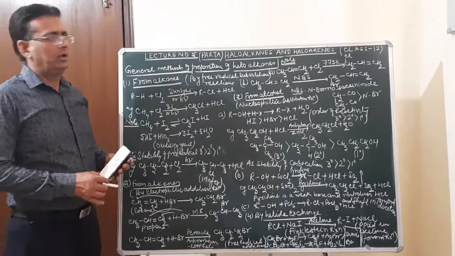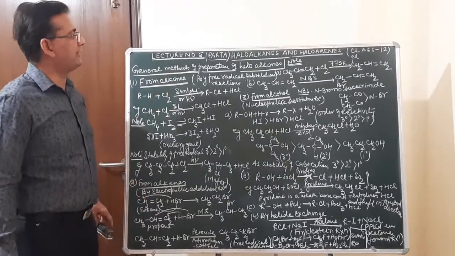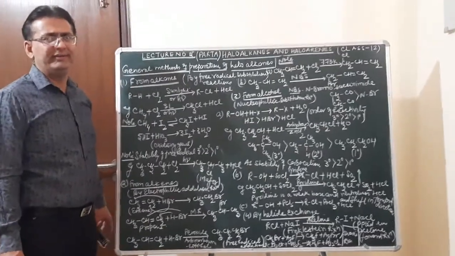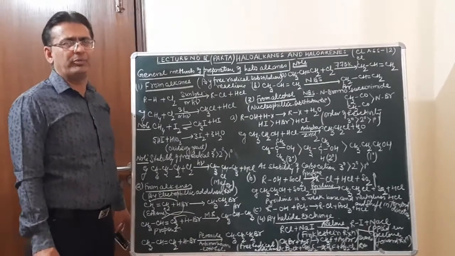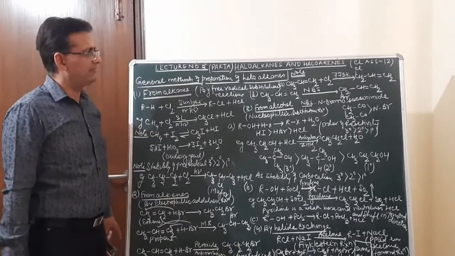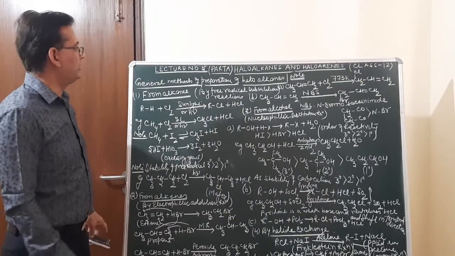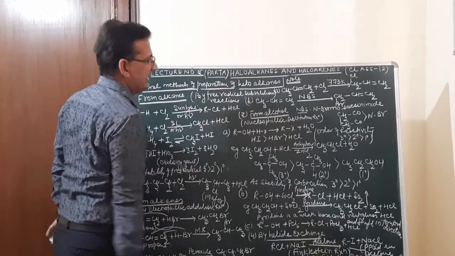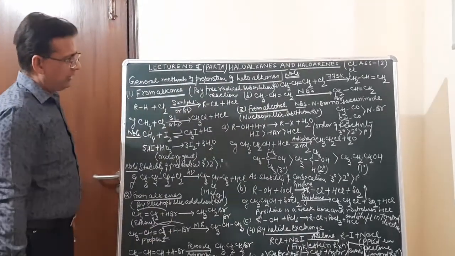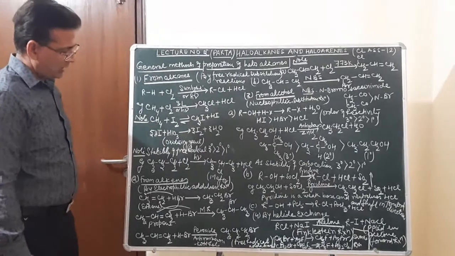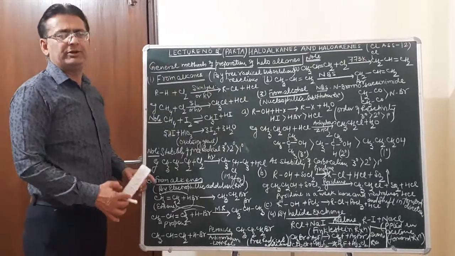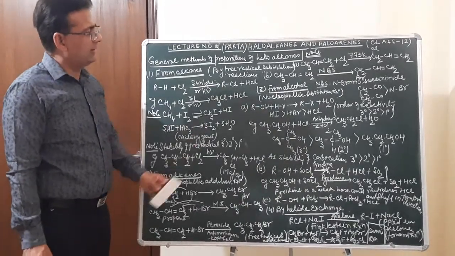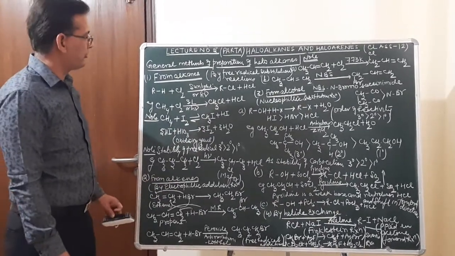Dear students, in our previous lectures of haloalkanes and haloarenes, we have done classification and nomenclature, and isomerism of haloalkanes and haloarenes. Now today we will be doing the general methods of preparation of haloalkanes. This is a very important lecture because it will recapitulate certain concepts that were done in class 11 and will take us ahead towards the new concept also.